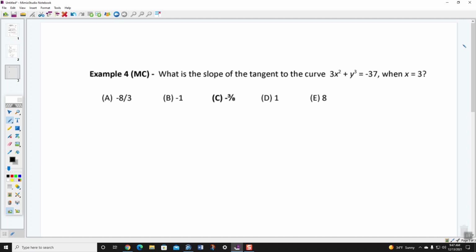It says, what's the slope of the tangent to the curve 3x squared plus y cubed equals negative 37? Okay, we would need to know the derivative of this. We know the x value is what? 3.